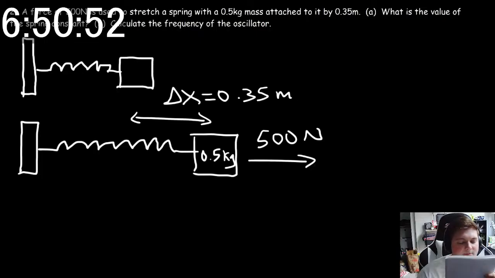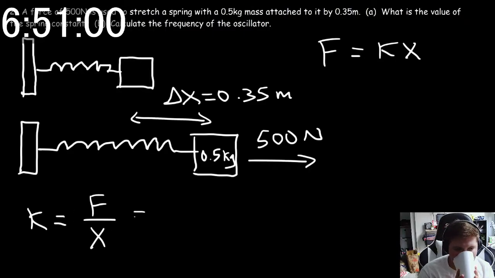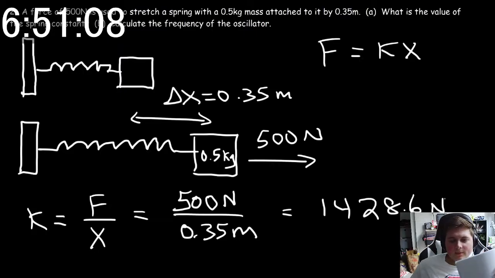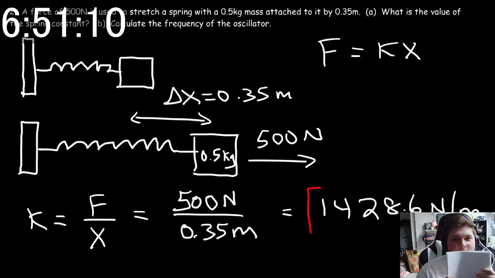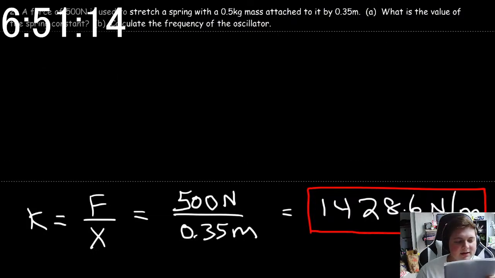So how can we calculate the spring constant? Well, we know that the force is equal to kx based on Hooke's law. So the spring constant k is the ratio between the applied force and the amount that the length of the spring changes. So it's going to be 500 newtons divided by 0.35 meters. And so that's going to be 1428.6 newtons per meter. And we know that the frequency is W over 2 pi.